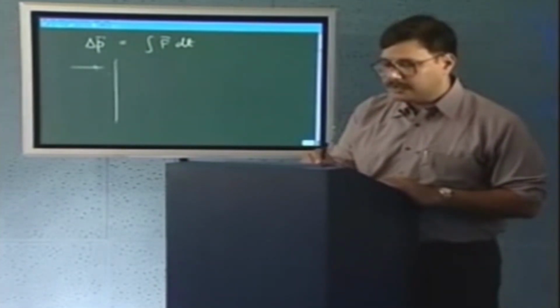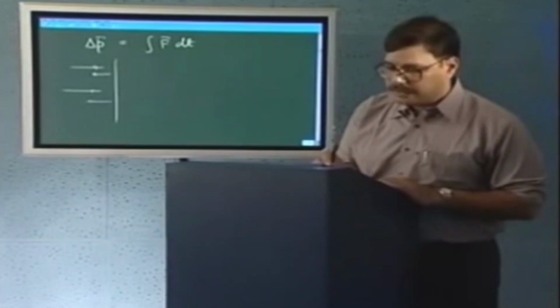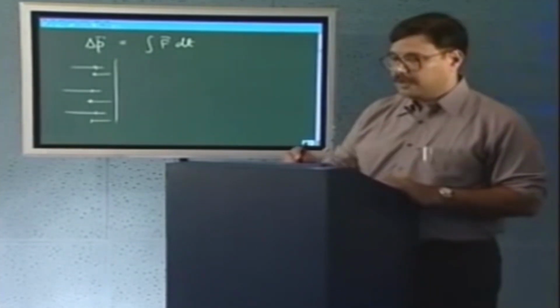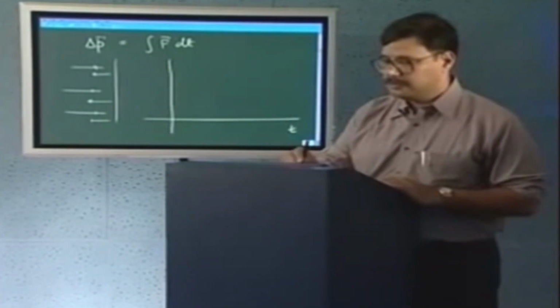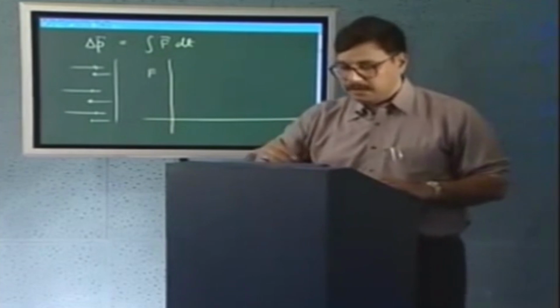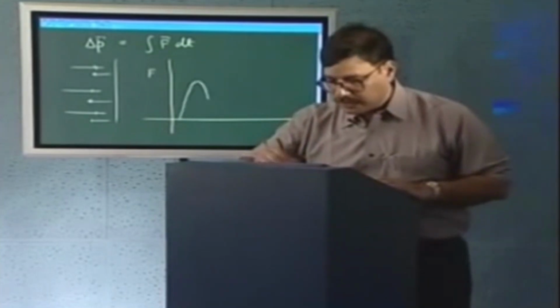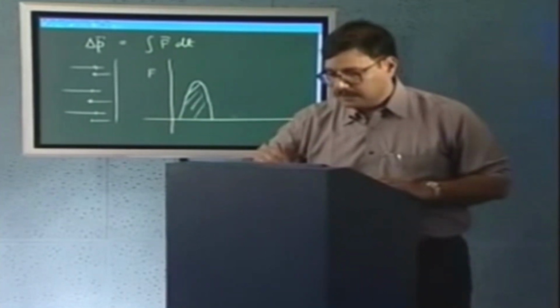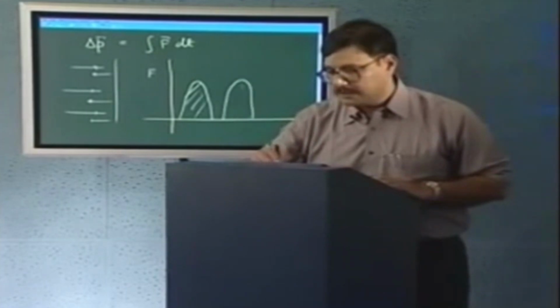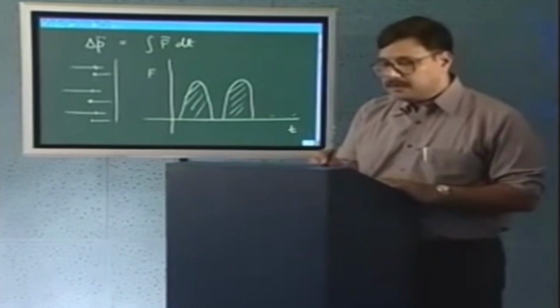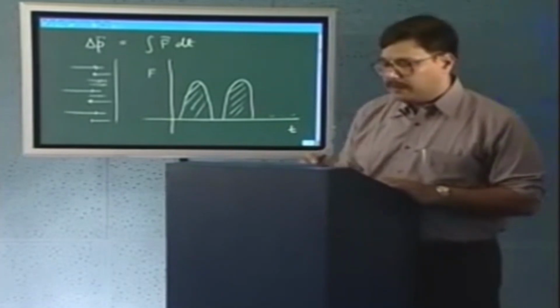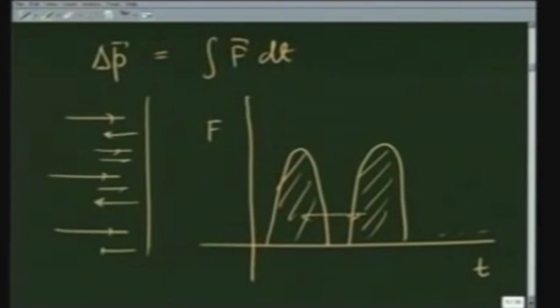One ball comes, hits it, goes back. Second ball comes, hits it, goes back. Third ball comes, hits it, goes back. In that case, if I were to plot the force on the wall with time, it is going to be: the first ball hits, goes back. Second ball comes, hits, goes back, and so on. I make this process more rapid now, so that these curves start overlapping.